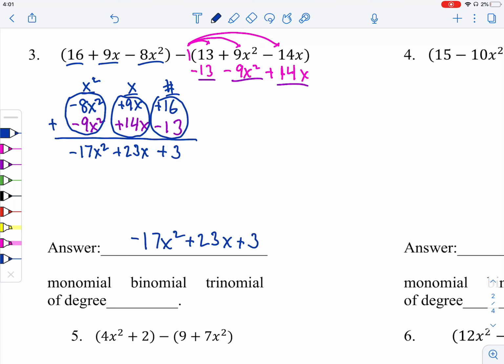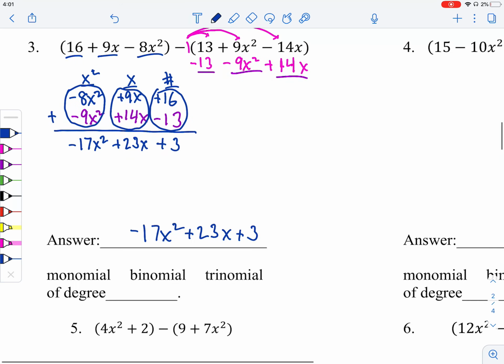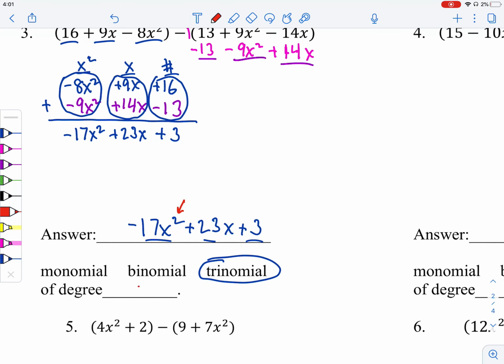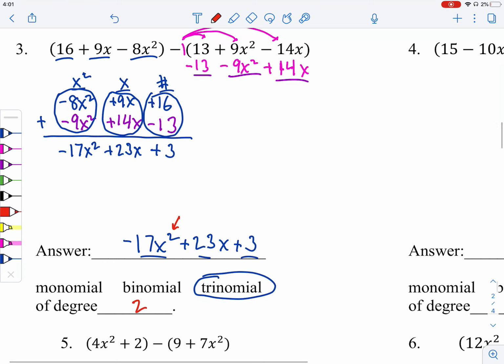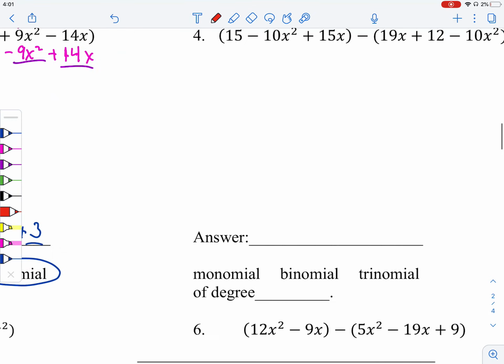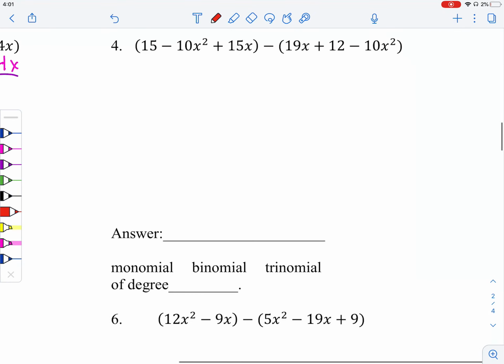All right, so if we line them up vertically, it's a lot easier to keep track of our terms. Then we look, how many terms do we have? 1, 2, 3. So trinomial. Highest power is your degree, 2, right? So degree is 2 for this one. Let's do one more.